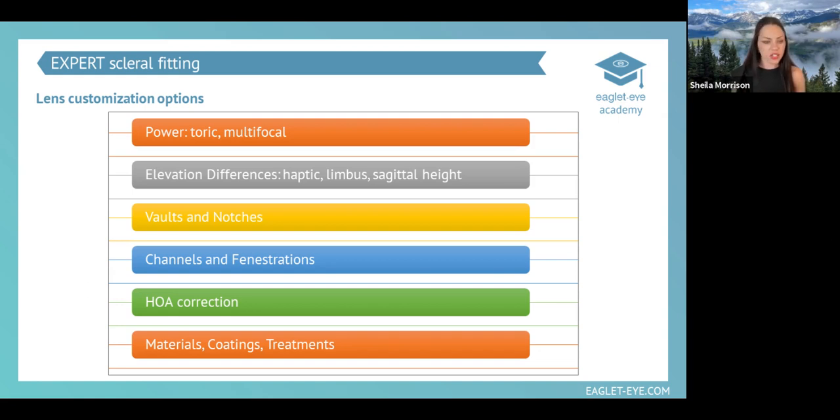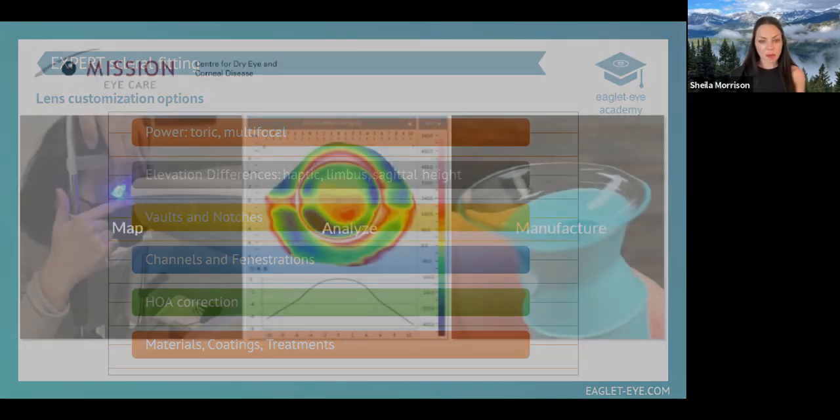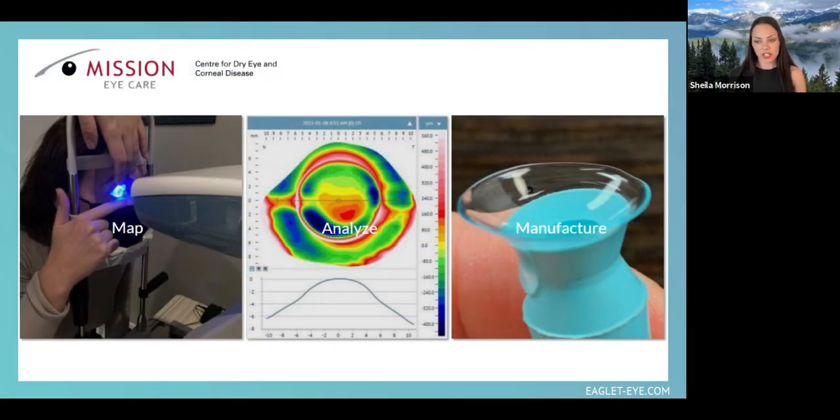We can add vaults, notches, channels, fenestrations. We're starting to do more with higher order aberration correction. And of course, our materials, coatings, and treatments are absolutely amazing today compared to even 5 years ago. So kudos to our industry and for all of us for really embracing how we can move these great technologies into clinical practice. At Mission, we map, we analyze, then we manufacture it. We don't manufacture. So thanks again to the labs for doing that part of it for us and all the consultants that help us so much along the way. But that's generally the process in the office.